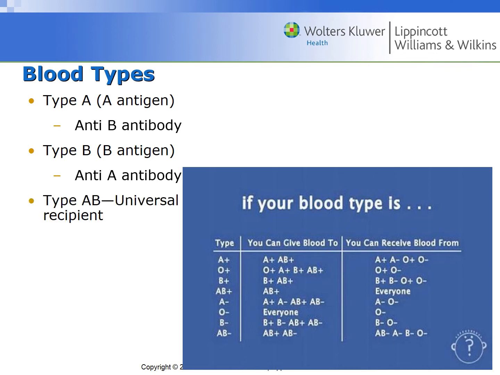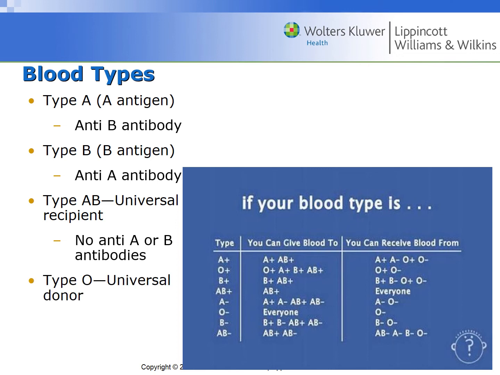Type AB, universal recipient, has no anti-A or anti-B antibodies. Type AB can get blood from everyone. If you see down here on the chart on the left there, 1, 2, 3, 4 lines down, AB positive can get blood from everybody. All the way to the bottom, AB positive can get blood from everybody, AB negative can get blood from everybody who is negative. We'll get to the RH factor here in just a moment.